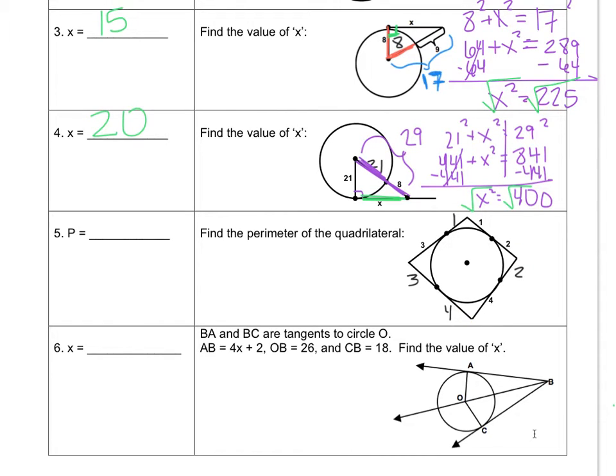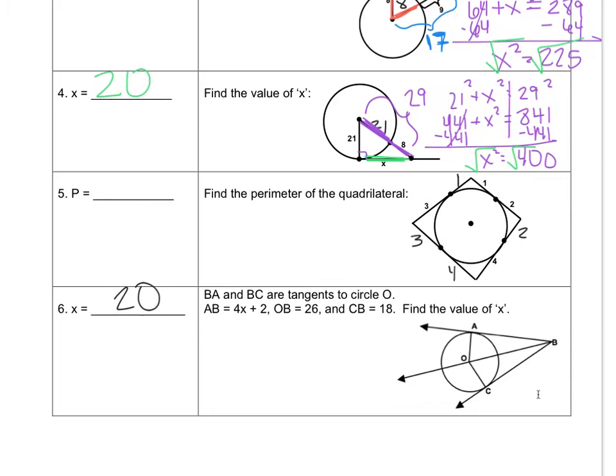So you have 3 plus 3 is 6, plus 4 is 10, plus 4 more is 14, 15, 16, 17, 18, 19, 20. So your perimeter is 20. Alright, I didn't mean to write 20 there. I meant to write 20 here. So I'm going to erase, well, I was going to erase this part.